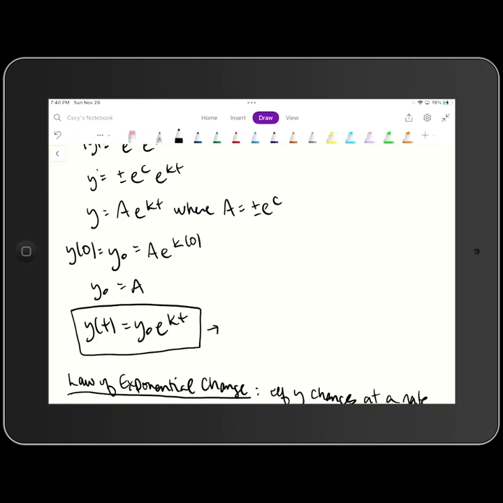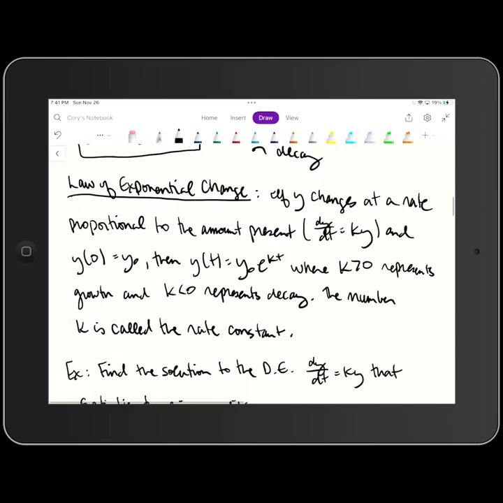Okay, so that is the formula for exponential growth or decay. And that is the real calculus involved in this lesson, the derivation of the exponential growth or decay formula. Okay, so let's just summarize what we talked about.